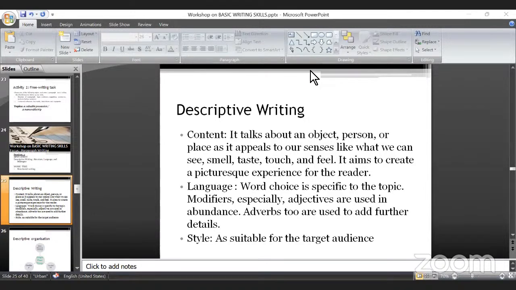So good specific adjectives, right, would help you enhance your writing, as well as keeping away from vague references, irrelevant phrases, cluttered phrases. These all become a part of the language in descriptive writing. Style, as suitable for the target audience, simply means, if you're somebody who wants to write children's literature, then the kind of language that you would use would be very different from what you would write as a biologist, or what you would write as a tech blogger, right?